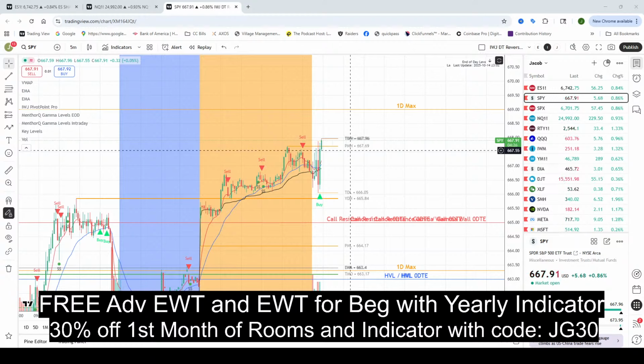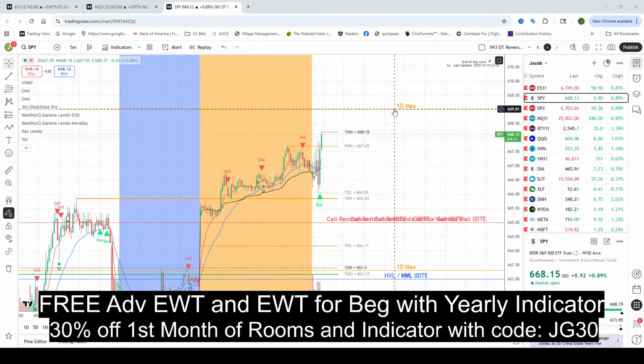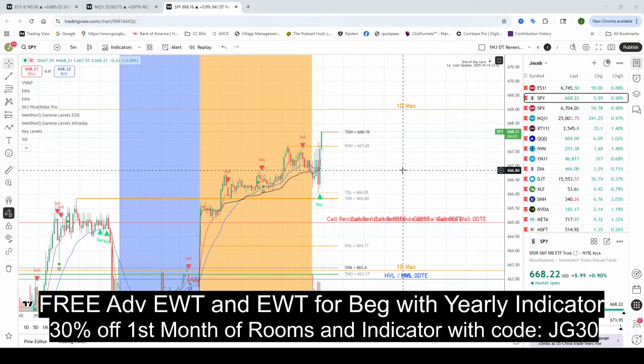Very close here. There it is. 154. Close half of our trade. So there's our winner to start the day. Now we're going to see if we can get a runner. The 1-day max is going to be our next profit take. So 669. We're going to probably just before it because very often you can get a tag of that and a smash down. So we do want to take it maybe like at 668.90 or so.